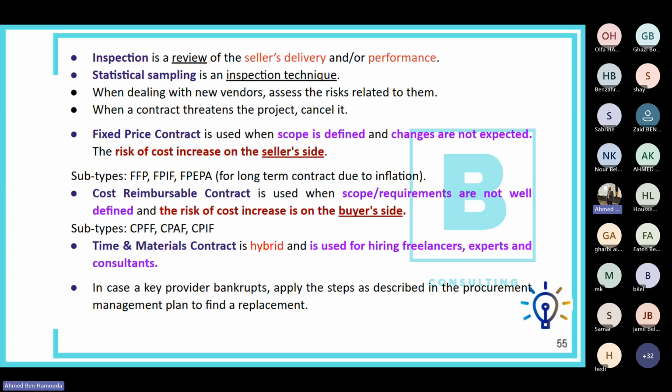Now, something important in PMI's mindset, which is to inspect. Inspection generally is really an important part of PMI's mindset, not only in procurement, but also in creating and delivering work. So inspection, for example in procurement, is the review of the seller's delivery or performance. And statistical sampling is one of the inspection techniques. Okay, so as a project manager, you need to inspect the performance of the seller, whether they are actually delivering what was contracted.